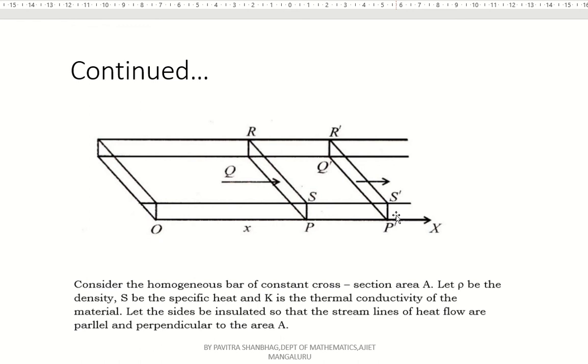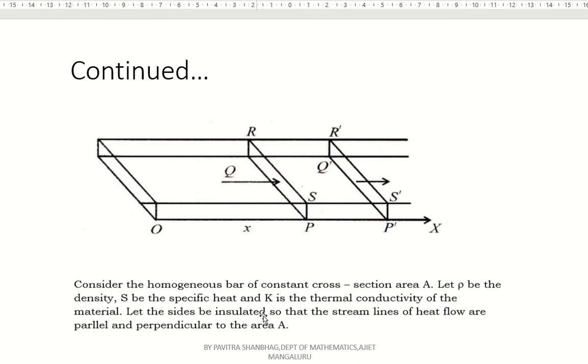It is just like a wave equation only, but here instead of a string we are considering the homogeneous bar. Consider the homogeneous bar of constant cross-section area A, where rho is the density, S is the specific heat, and K is the thermal conductivity of the material. Now these are the basic definitions. By using the empirical laws you have to write.